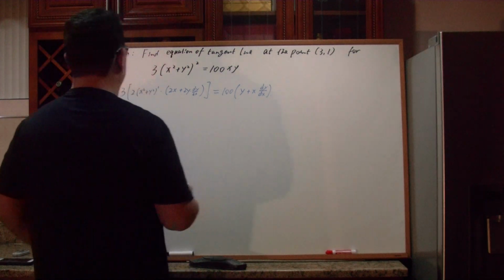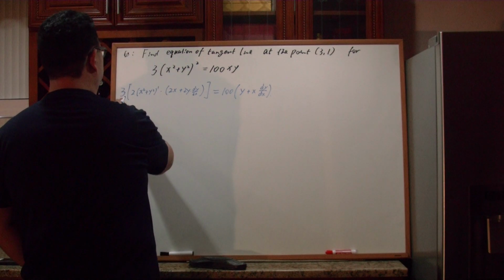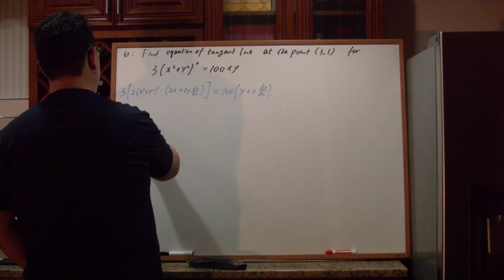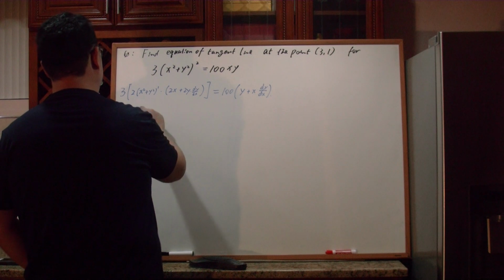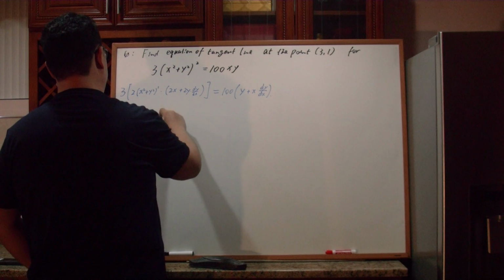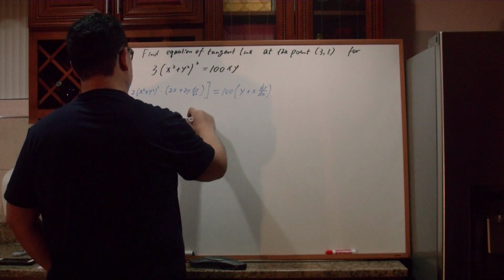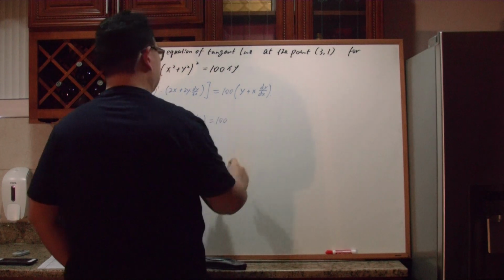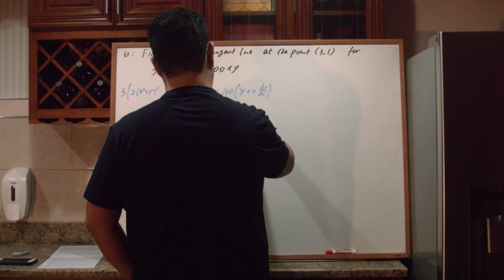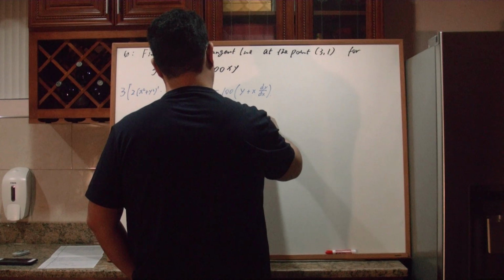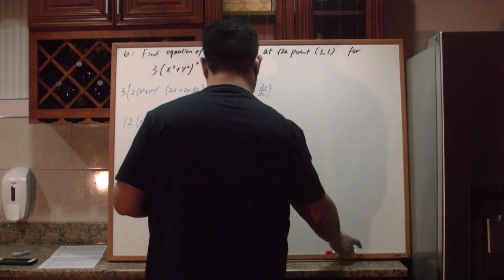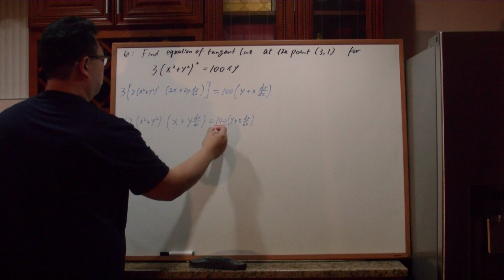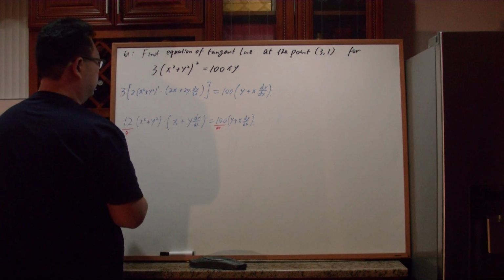So we can have 3 times 2, and this one can also be factored. That's 3 times 4 is 12, x squared plus y squared. And this 12 and 100 can be divided by 4 to get 3 and 25.